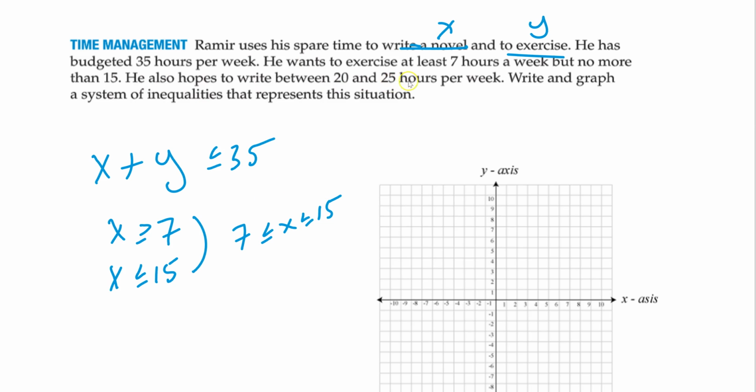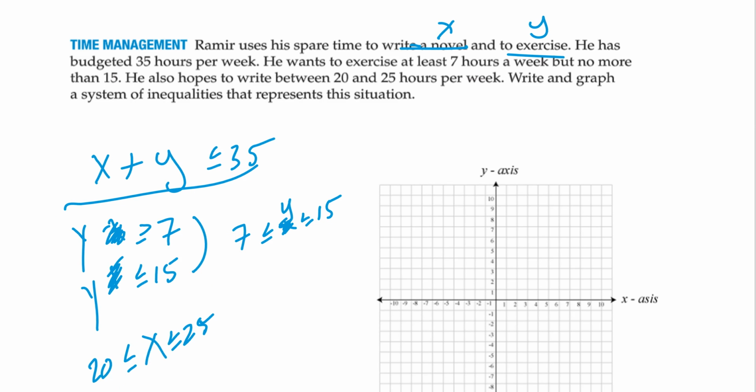He also hopes to write between 20 and 25 hours per week. So his writing, his novel, novel was x. I apologize, why did I mix it up? He also hopes to write between 20 and 25 hours per week. So x is between 20 and 25. So now we have our equations. We have this equation, this equation, and this equation. I'm going to start off with these bottom two first. Those are the easier ones.